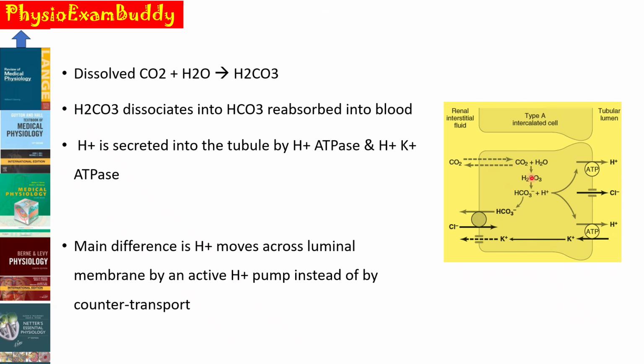In the distal tubules as well as in the collecting ducts also, the dissolved carbon dioxide combines with the water to form H2CO3, which soon dissociates into bicarbonate as well as H plus. And this H plus will be secreted into the tubule either via the H plus ATPase pump or via the H plus K plus ATPase pump, both located in the apical membrane of these tubular epithelial cells. And here the main difference is that the H plus will move across the luminal membrane by means of an active H plus pump instead of the counter transport.